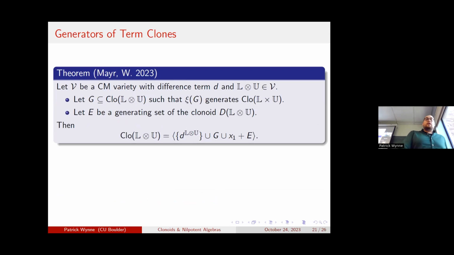Okay, so in a congruence modular variety, we have a difference term D, and for any central extension of L by U, we can give a generating set for the clone of L ⋊ U. So if G is a subset of the clone of L ⋊ U such that ψ of G generates the clone of L times U, which exists because this clone homomorphism was surjective, and if E is a generating set for the difference clonoid, then the clone of the central extension of L by U is generated by the generators G plus our difference term D, as well as essentially our difference clonoid. Here I'm just adding them to the first projection so that they're actually elements of this term clone.